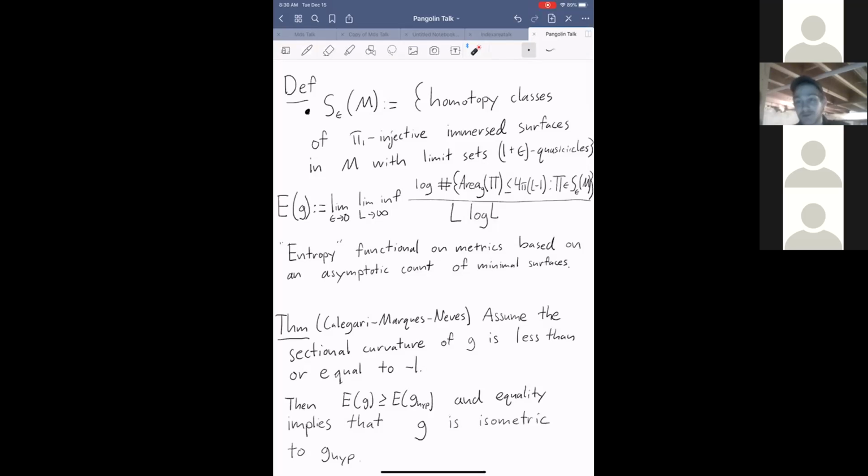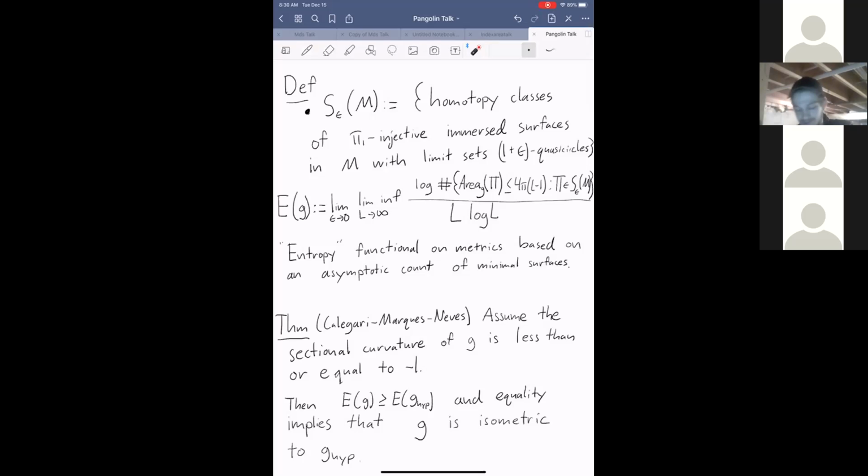You can define a similar functional if you just took one in each commensurability class. Calegari, Marques, and Neves don't do that in their paper, but I also think that'd be an interesting thing to look at. Yeah, so I think I get it now. It remains the same. Thanks. So there's some multiplicity here, since you have covers in some sense.